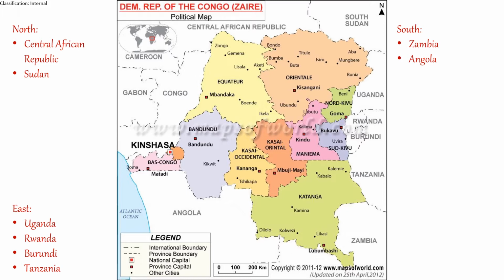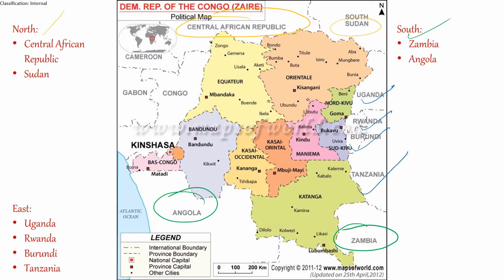Moving on to the location and land, look at the map of the Democratic Republic of Congo. This country has 9 surrounding countries, that is, 9 neighboring countries. The names of these countries are: in the north, we can find the Central African Republic and Sudan. Towards the south, we'll find Zambia and Angola. Towards the east, you can find Uganda, Rwanda, Burundi, and Tanzania.